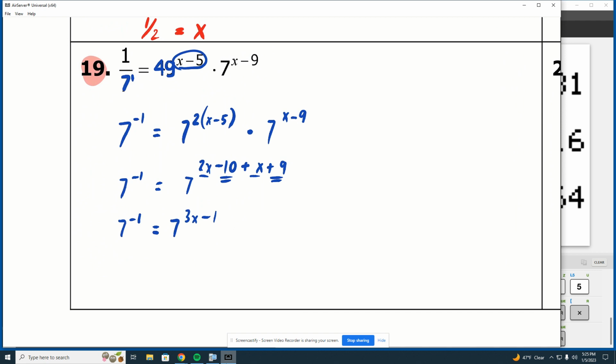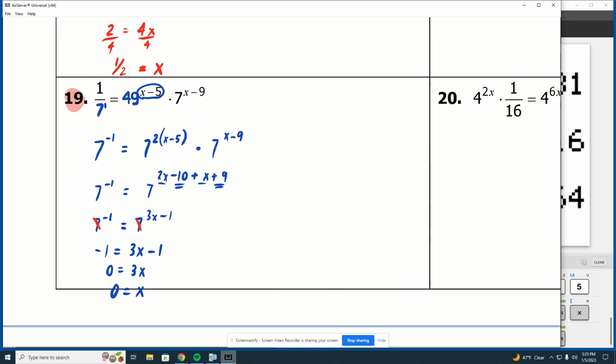We're now going to let our bases cancel. And we're going to be left with -1 equals 3x minus 1. So to finish that thing off, we're going to add 1. -1 plus 1 is 0. And then we're going to divide by 3. So 0 divided by anything is 0. So sure enough, x equals 0.